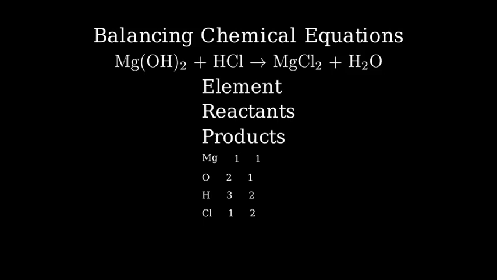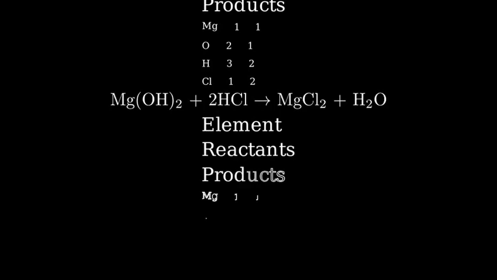Let's start by balancing the chlorine atoms. Notice we need 2 chlorine atoms on both sides. Since we have 2 chlorines in magnesium chloride, we need to add a coefficient of 2 in front of hydrochloric acid. This gives us 2 chlorine atoms on both sides.